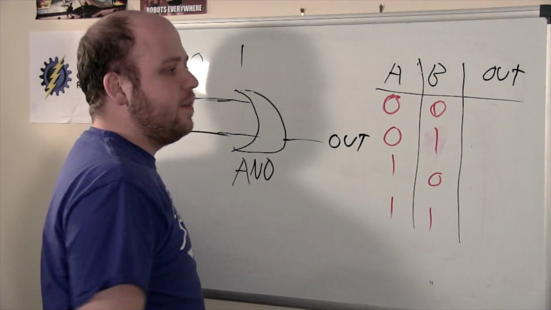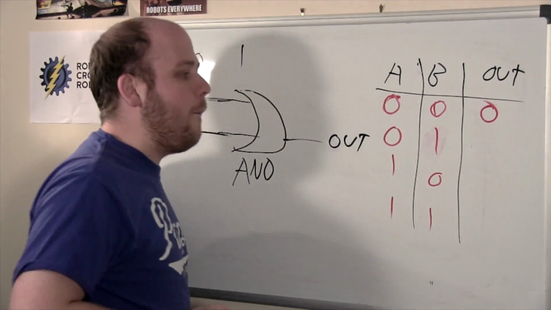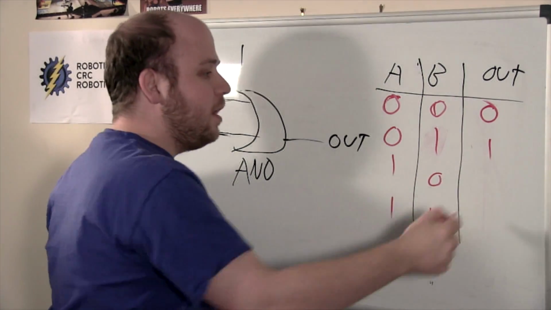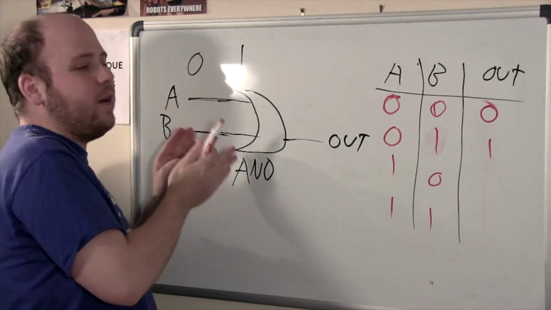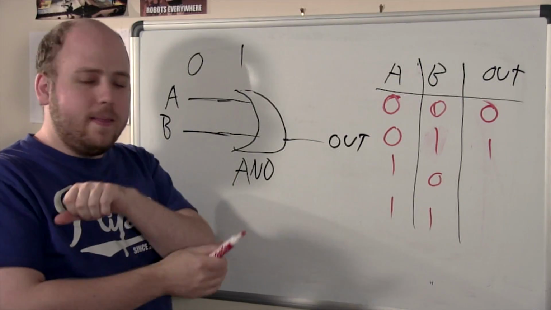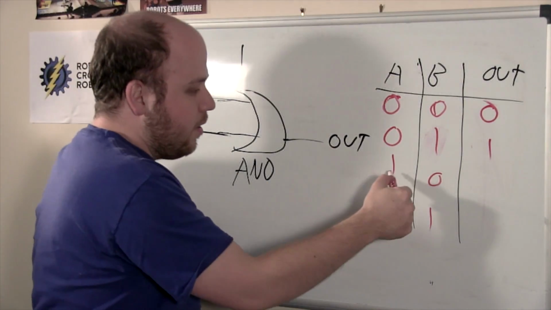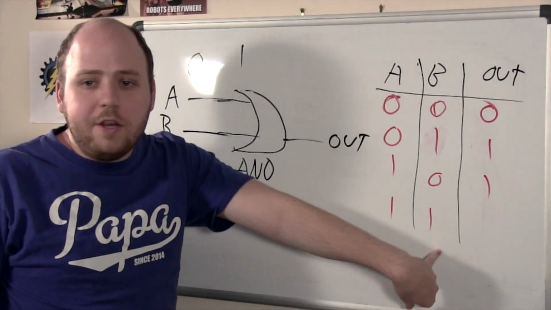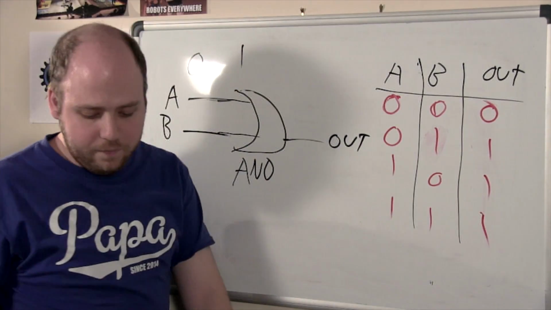So we have 0, 0. Output is still 0. We have 0 and 1. Output will be 1 because it's OR. It's one or the other. If there's a 1 at either input, then the output is 1. Here, 1, 0, it's still 1. And like the AND gate, the 1, 1 combination will yield 1.